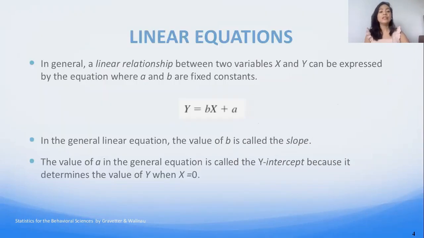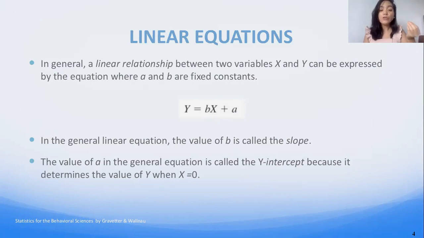In regression, we have what we call a linear relationship between two variables x and y. It can be expressed by this formula, y is equal to bx plus a. Now, a is just a constant and b is the slope. This is normally used when we want to predict or to forecast a result.